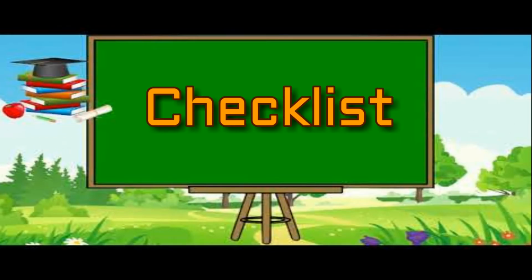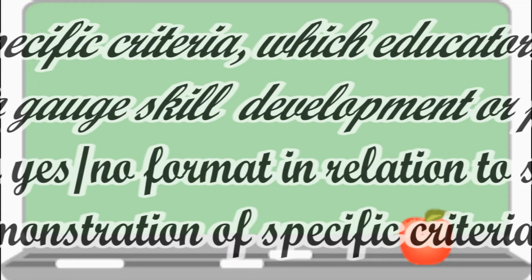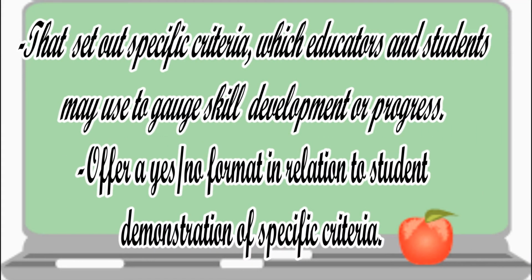So now, let's have a deeper look at the checklist tool. So what exactly is a checklist? A checklist is an assessment tool that sets out specific criteria which educators and students may use to gauge skills development or progress. It usually offers a yes or no format in relation to students' demonstration of specific criteria. They may be used to record observation of an individual, a group, or a whole class.